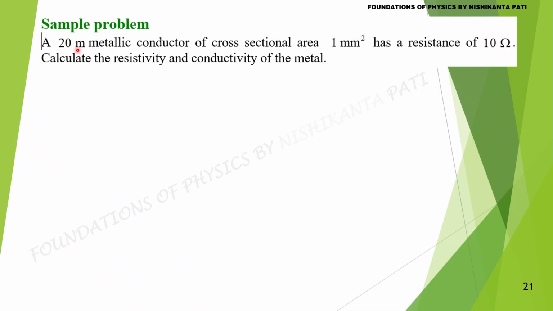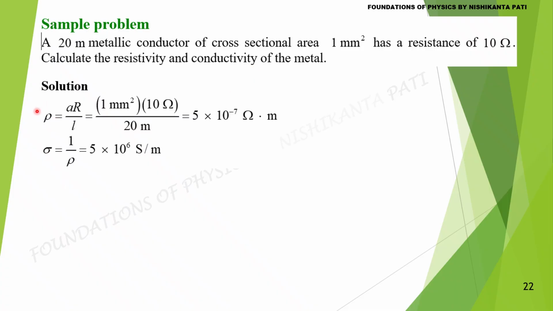A 20-meter metallic conductor of cross-sectional area 1 millimeter square has a resistance of 10 ohm. Calculate the resistivity and conductivity of the metal. The resistivity formula is AR by L. The conductivity formula is 1 by resistivity. So putting the values, we find the resistivity and we find the conductivity.